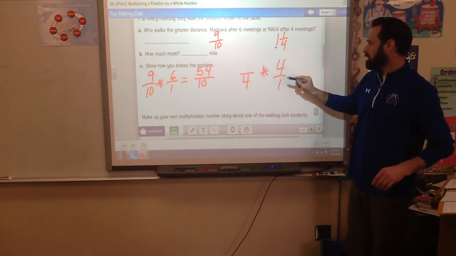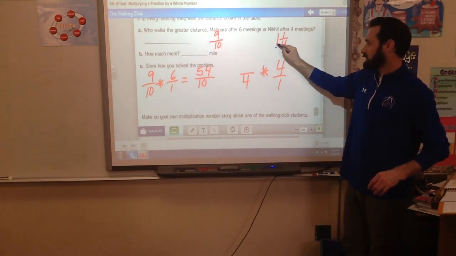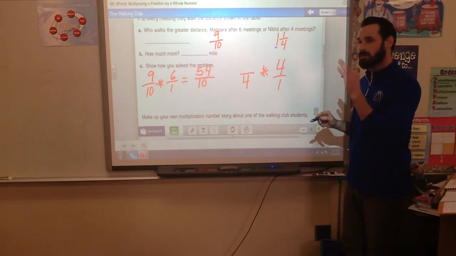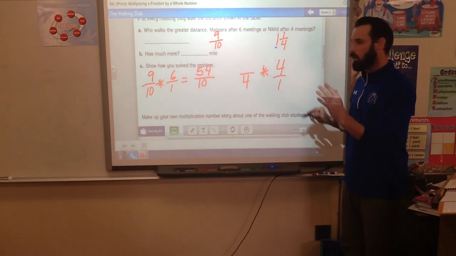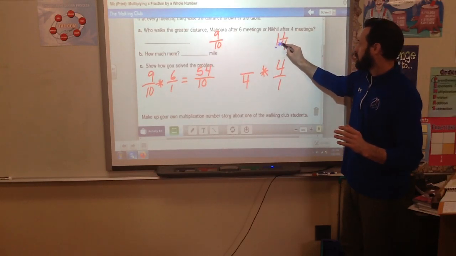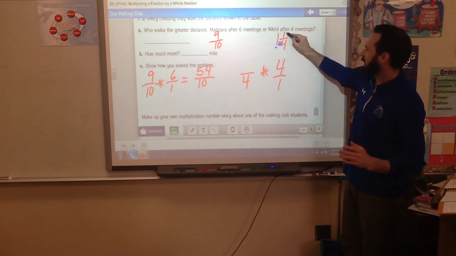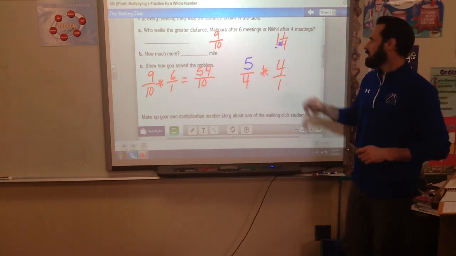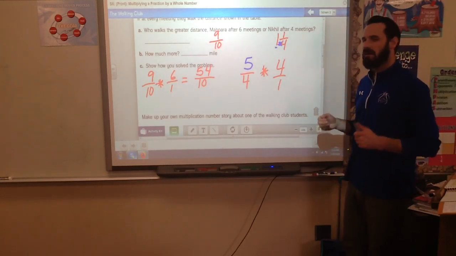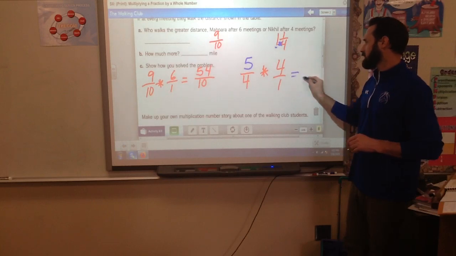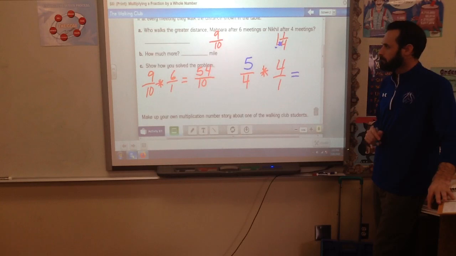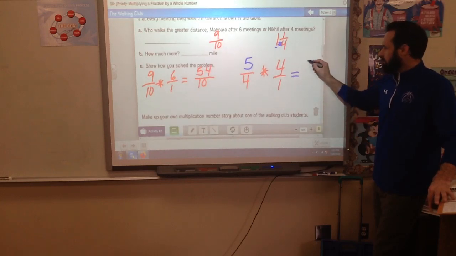You take your whole number and multiply it by the denominator, 4. So we go 1 times 4. 1 times 4 is 4. Then add your numerator. 4 plus 1 is 5. 1 1/4 is the same as 5/4. Then you need to just multiply like normal. Go ahead and do that. And what you should get is 20/4.